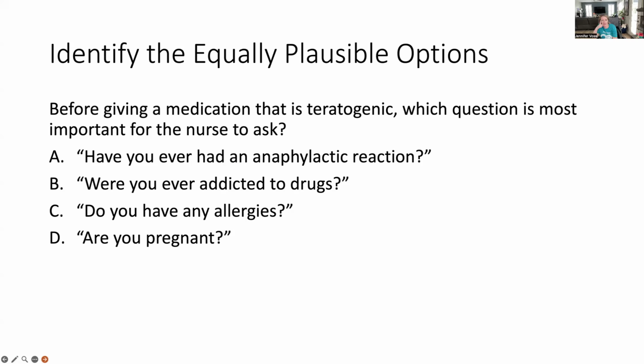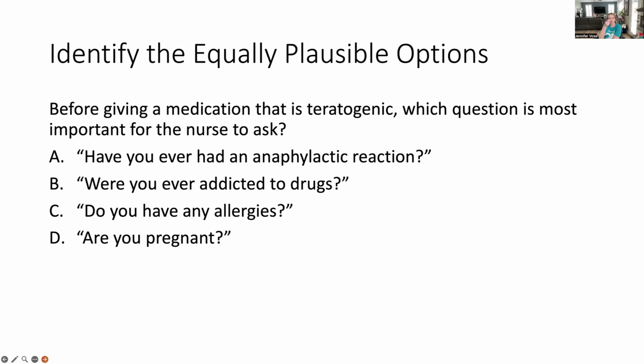Okay, so when I think about anaphylaxis, I think about allergic reactions. B, were you ever addicted to drugs? Okay. C, do you have any allergies? And D, are you pregnant? All right, so to me, C and A are similar, right? Because they both pertain to allergies. They are both plausible, so let's rule them both out, right?